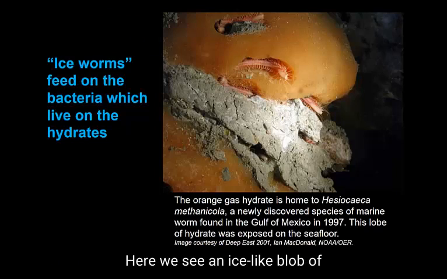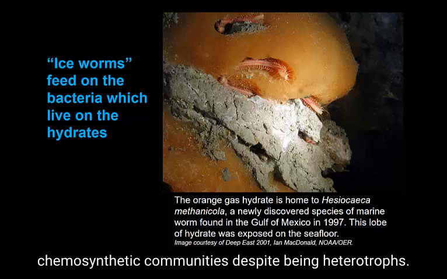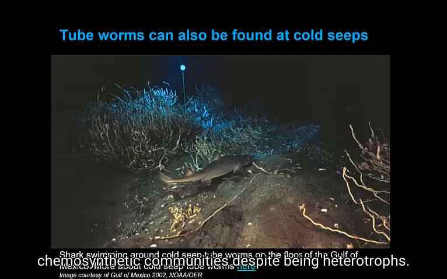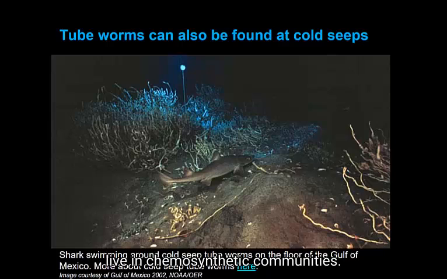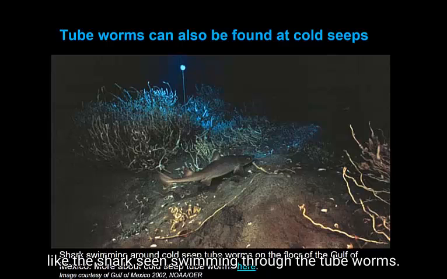Here we see an ice-like blob of gas hydrate. Microbial mats are using the gas trapped within the ice for chemosynthesis, and these pink ice worms are feeding on the microbial mats. These ice worms live only in chemosynthetic communities, despite being heterotrophs. Just like at midocean ridges, we often find vast thickets of tube worms, as seen here in the Gulf of Mexico. The ice worms and the tube worms only live in chemosynthetic communities, but because there is such an abundance of life here, organisms that are not confined just to chemosynthetic communities show up as well, like the shark seen swimming through the tube worms.